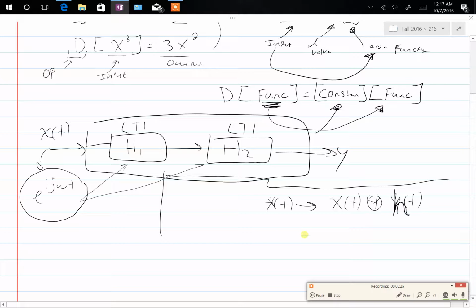That means that if the input is e to the j omega t, then the output is just equal to the integral. This is just a definition of what a convolution is. Given that my input is e to the j omega t, where in this case t is shifted by tau, because this is just the definition of a convolution, times h of tau d tau.